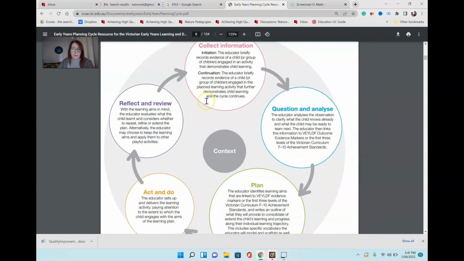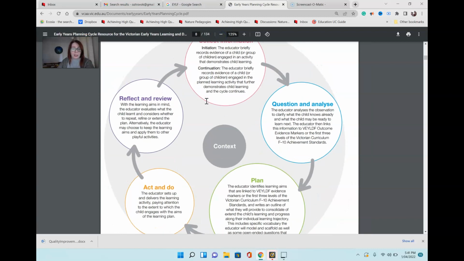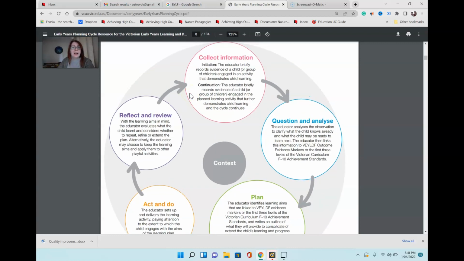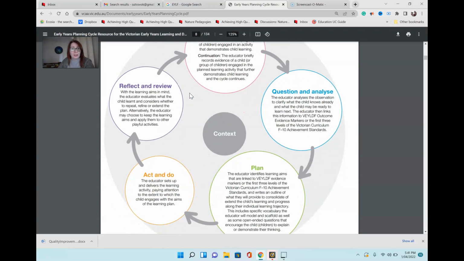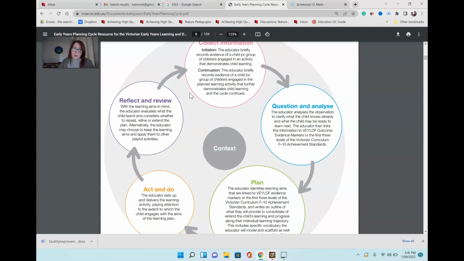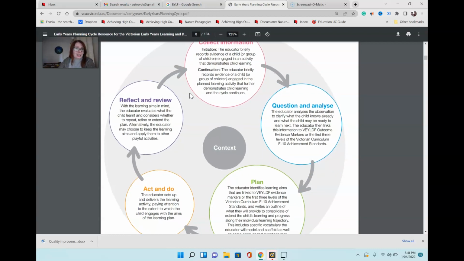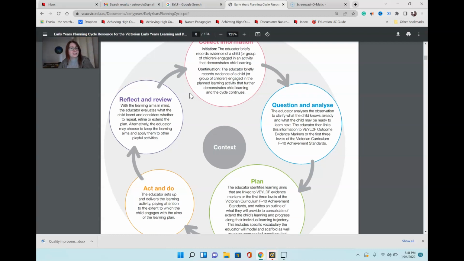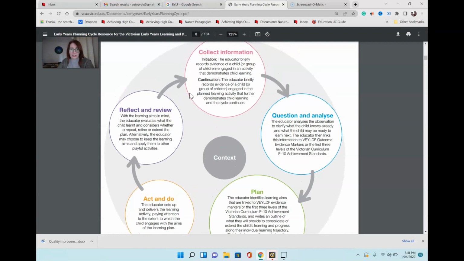As you can see, in the middle of the planning cycle is the unique context of your service. Whether you are a family daycare educator, or you are working in early childhood education and care or daycare, or in kindergarten or after school or before school care, it doesn't matter. You do have a context which is unique for your service. So you have a very unique set of families, very unique educators, language diversity, cultural diversity. You might be a rural center, or you might have a placement in a city center.